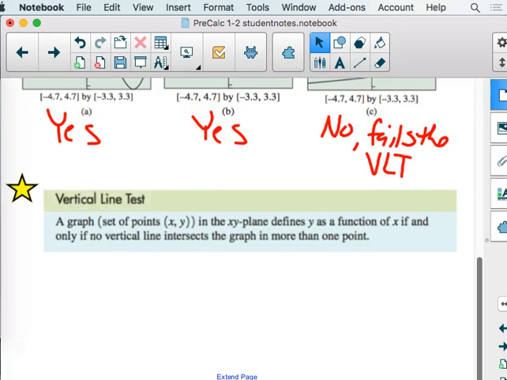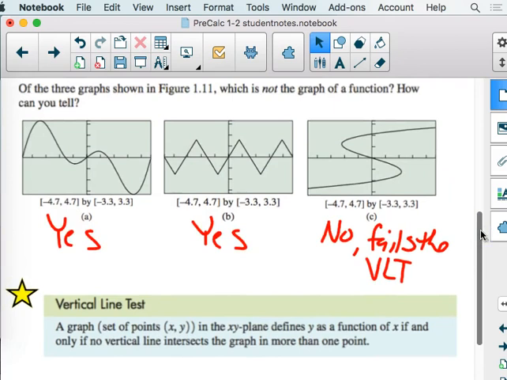So vertical line test. A graph is a set of points XY ordered pairs in the XY plane, so Cartesian coordinate plane. Defines Y as a function of X if and only if no vertical line intersects the graph in more than one point. 1, that's it. You get 2, you're done. So thinking about C, it's because this graph wraps around on itself again vertically that it causes a problem. And folks, MCA, ACT always put at least one graph on those tests and say, is this a function or is it?